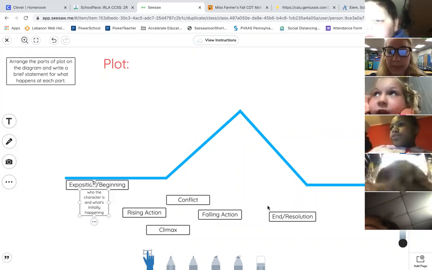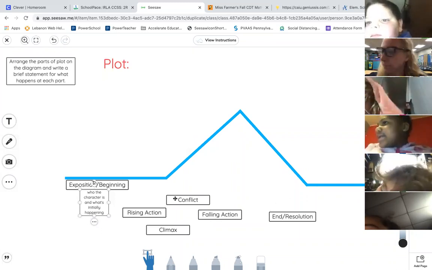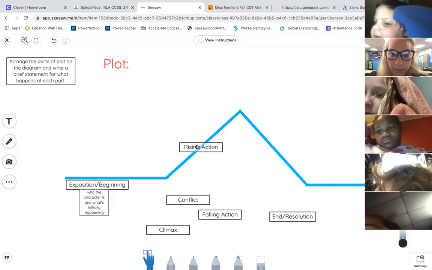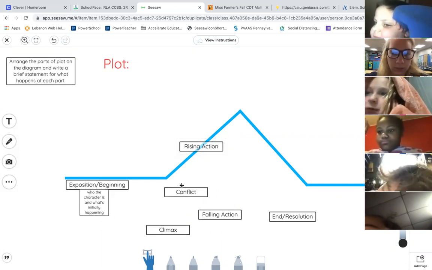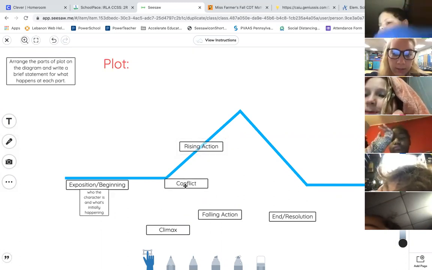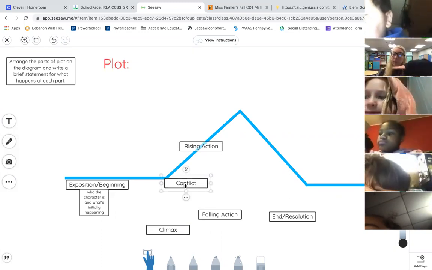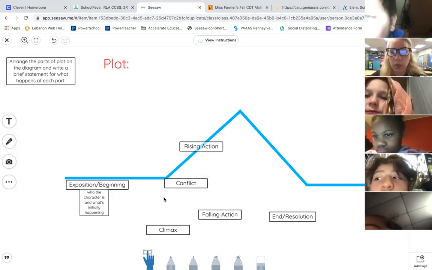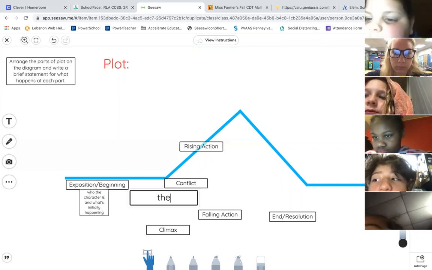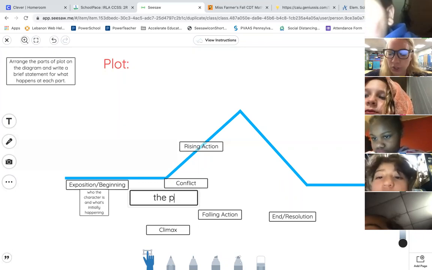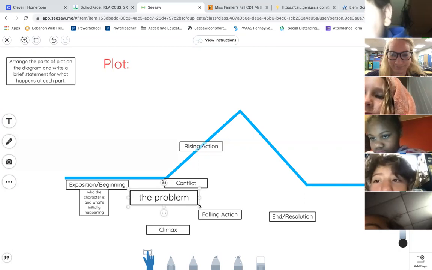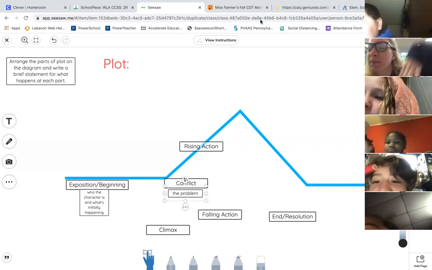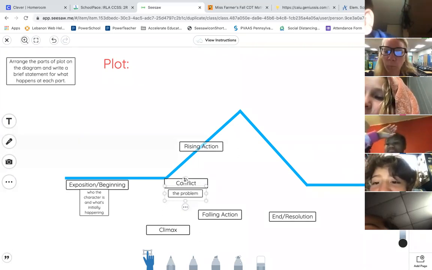Tell me what comes next here. Rising action? Not yet. Rising action, I'll put it where it goes. It goes right here, going up the path. The conflict. Great job. The conflict has to come next because the conflict is what makes the story go from, these are the people in the story, to, uh-oh, something's going to happen. So the conflict is the problem. And then the tippy top, it's the climax. And then falling down is the falling action. And then at the end, it's the resolution.